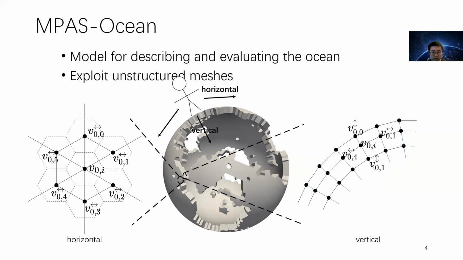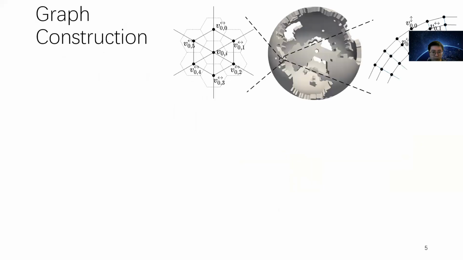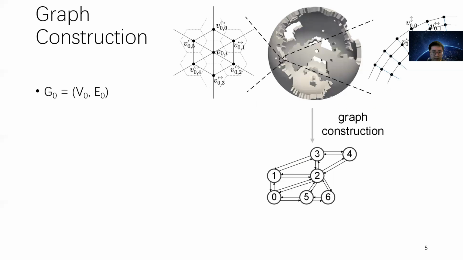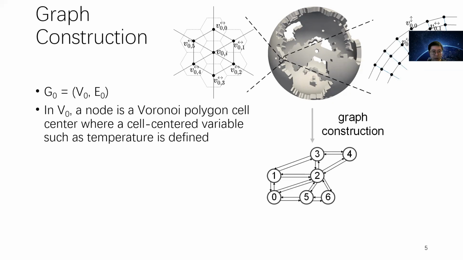Vertically, to model the 3D ocean, scientists scale and copy the Voronoi polygons to different depth levels. Now let's start talking about our method. First, from MPAS-Ocean meshes, we build an original graph G0, and here V0 is the node set, E0 is the edge set. In the node set V0, a node is the Voronoi polygon cell center, where a cell-centered variable, such as temperature, is defined.